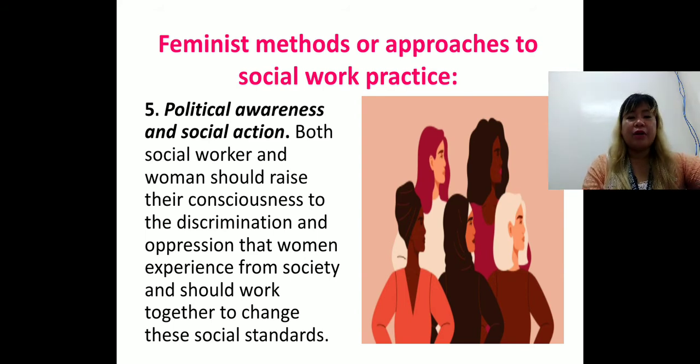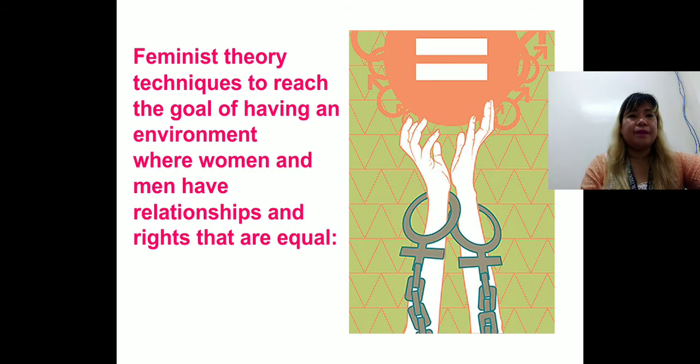Oh yeah, the last one is the political awareness and social action, wherein both social worker and woman should raise their consciousness to the discrimination and oppression that women experience from society and should work together to change these social standards.